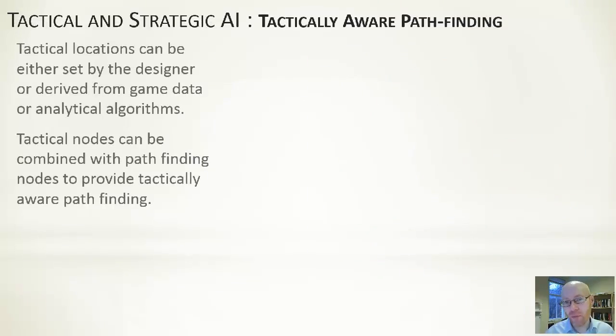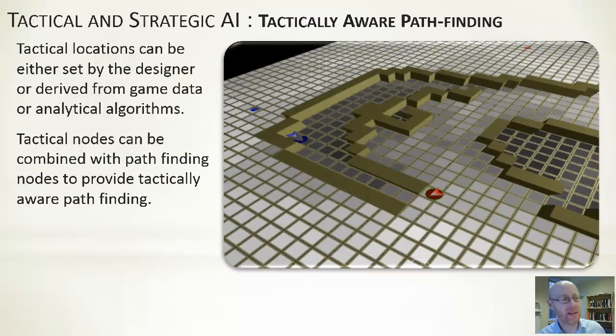Now, how we generate those points: tactical locations can be either set by the designer, where you get a person to look at it and go, well, I think this is this type of location, or you could actually derive it from game data. So if you get a lot of people to play the game, you can identify certain areas where certain things happen, or you could do an evaluation of how lit the environment is. So there are different ways of deriving that information.